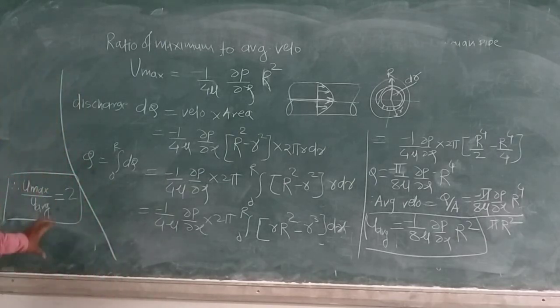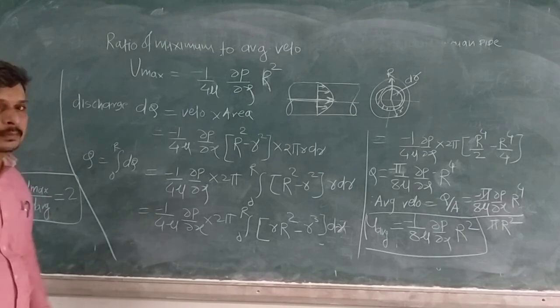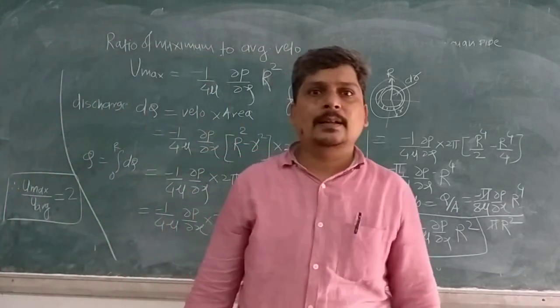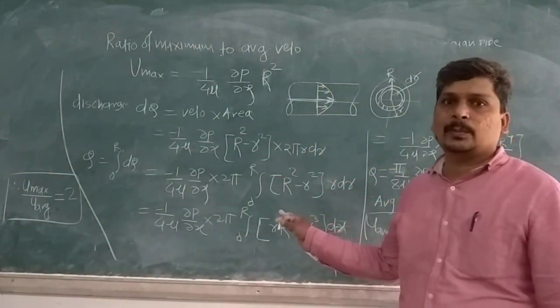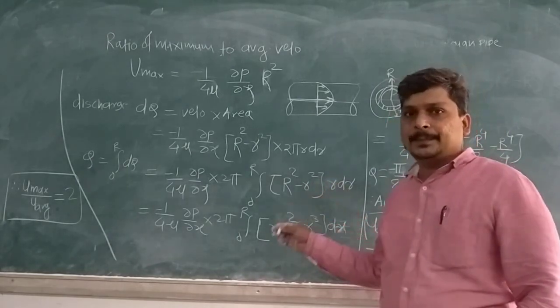So we may get an objective question: u max upon u average, or u max is equal to how many times the average velocity. That relation is 2. So in this class we considered the shear stress and velocity distribution of laminar flow through a pipe. Thank you.